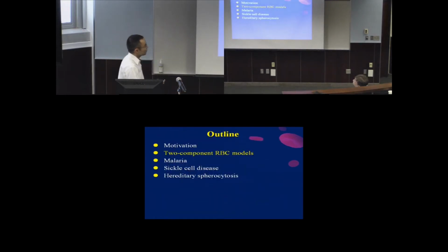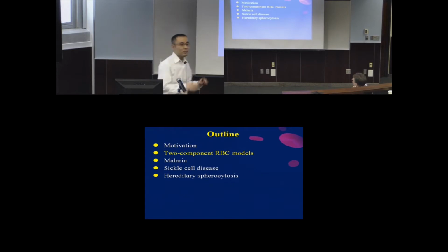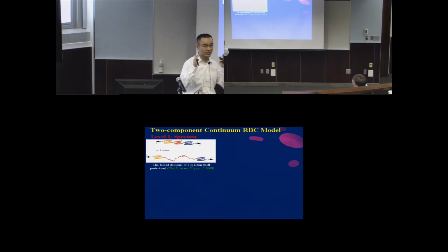Now I will describe our two-component red blood cell models. Basically, we model the lipid bilayer and the cytoskeleton as two different layers, but we can implement it in a continuum model and a dissipative particle model. I will talk about the continuum model first. Actually, our continuum model is also a multi-scale model. Basically, we have 3 levels of models at different length scales. Then we couple them together by using a multi-scale method.